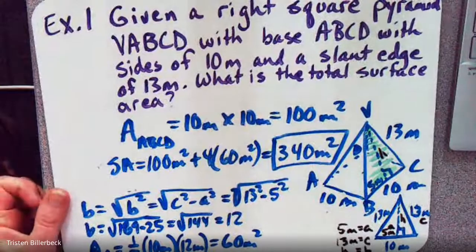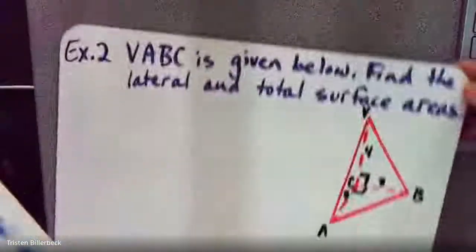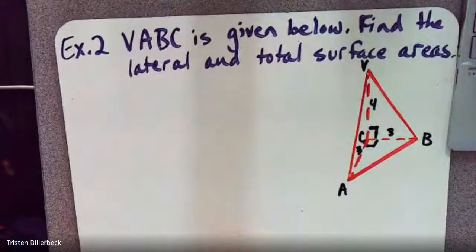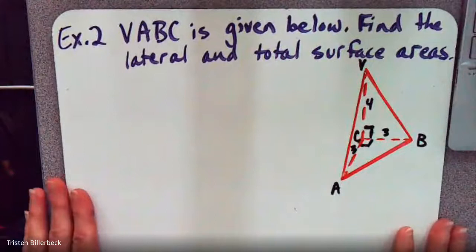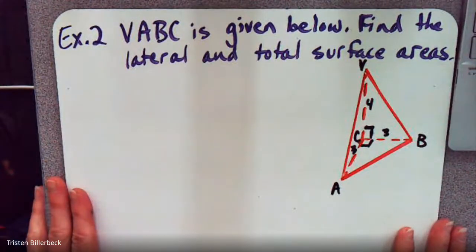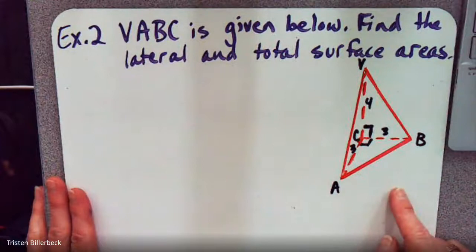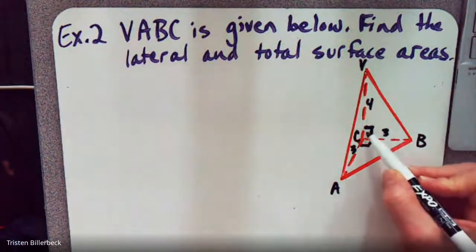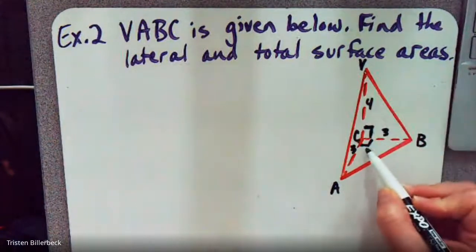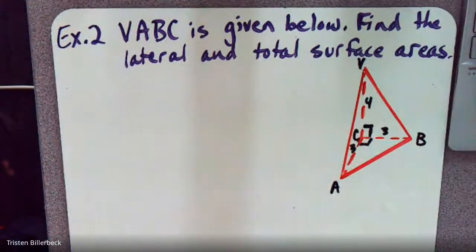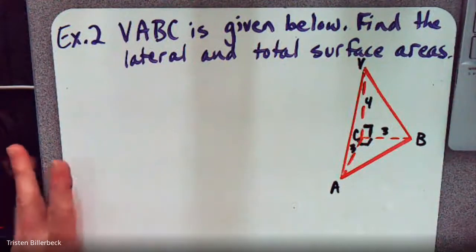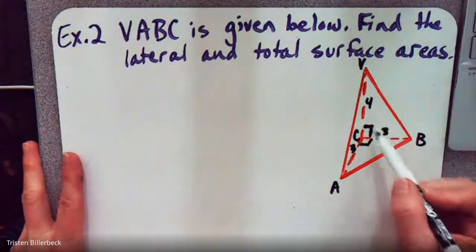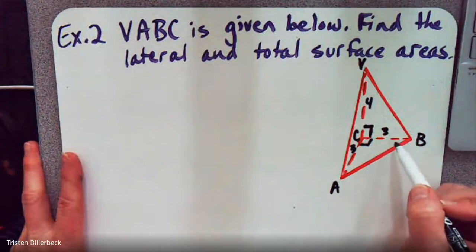All right, let's look at another one here. If I'm given VABC here, I want to find the lateral and total surface areas. Okay, so here I see I have a right angle on this triangle and a right angle here. So I have a few triangles to find some areas, okay? The right angle gives me the height and the base.